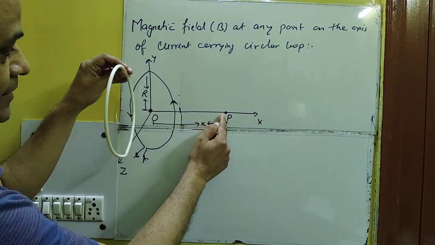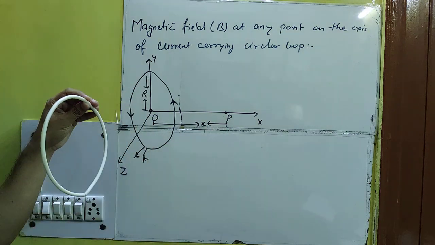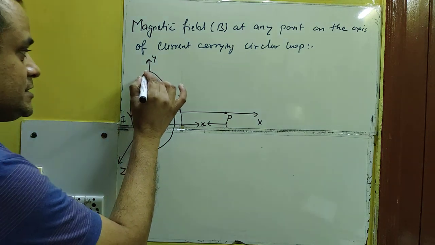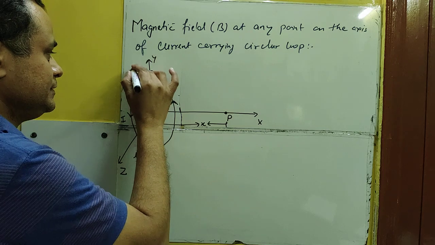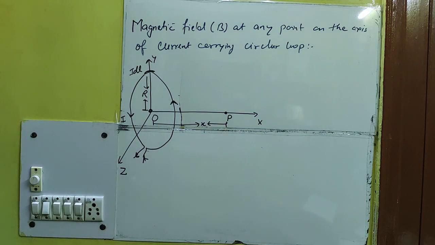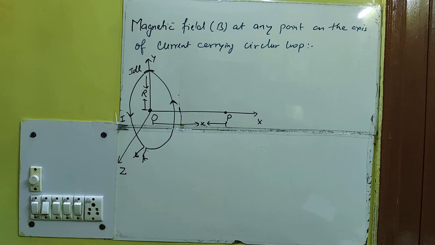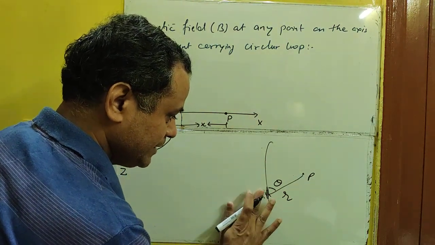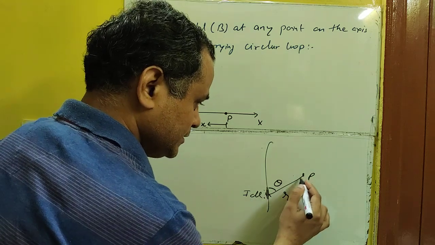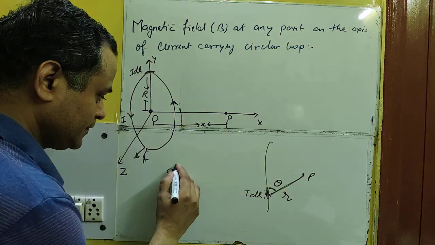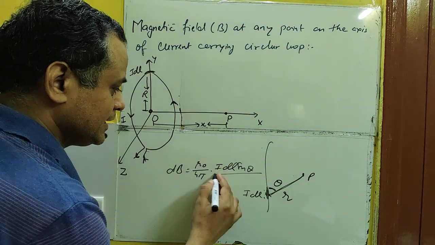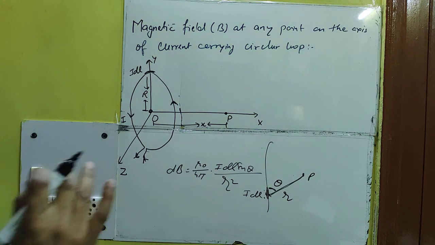We need to find the magnetic field at this point P, whose distance is x, where the radius of the loop is r and the current in the coil is I. For that purpose, we choose a small current element, I dl, because we need to apply the Biot-Savart law. First we recapitulate the general expression for the Biot-Savart law. The magnetic field at any point P, because of a small element I dl at a distance r and making angle theta, is dB equal to mu naught upon 4 pi I dl sin theta upon r square. Children, is everything clear?